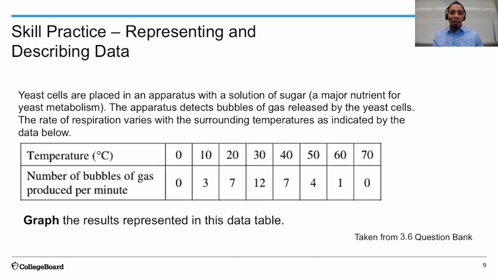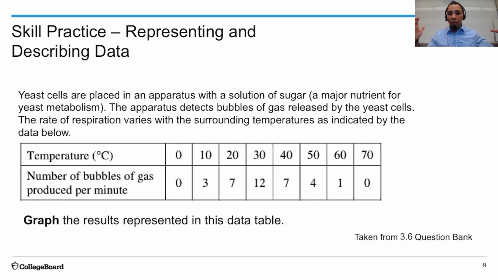Yeast cells are placed in an apparatus with a solution of sugar, which is a major nutrient for yeast metabolism. The apparatus detects bubbles of gas released by yeast cells. The rate of respiration varies with the surrounding temperature as indicated by the data below. So you have temperature, you have number of bubbles of gas. I'm not going to go through and read those for you. Pause the video. Graph the results represented in this data table. So this is where I would pause and do your graph, because in the next slide, I'm going to give you the answer. So go ahead, pause the video, draw out your graph.